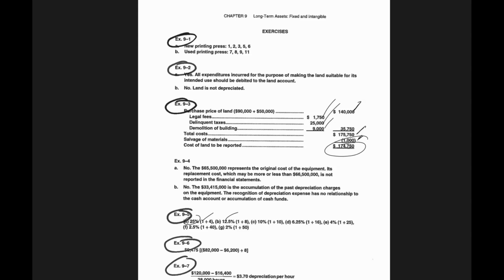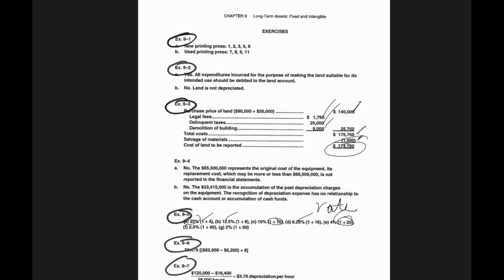1 divided by 10, 10%. 1 divided by 16, 6.25%. Letter E, 1 divided by 25, or 4%. And likewise with F and G. So what we're trying to do there is get to a straight line depreciation rate.